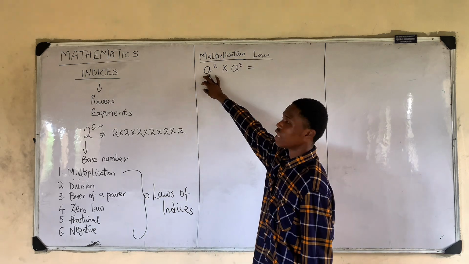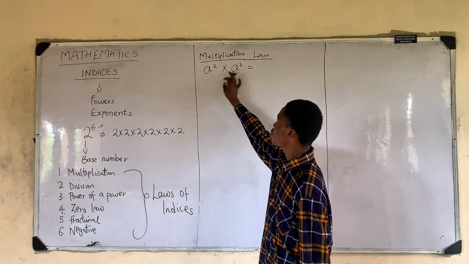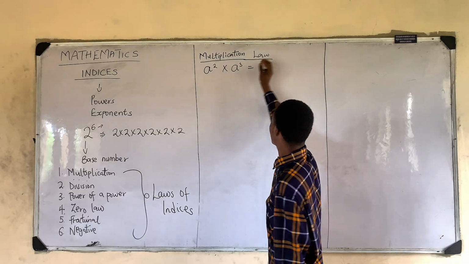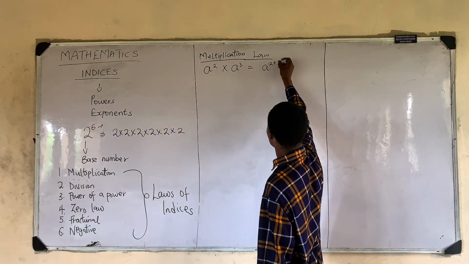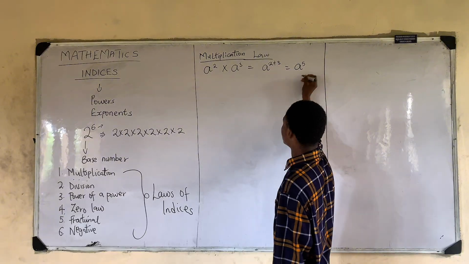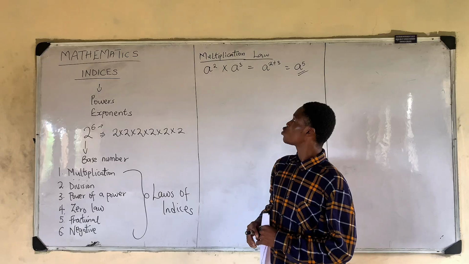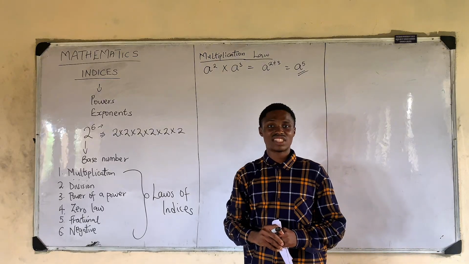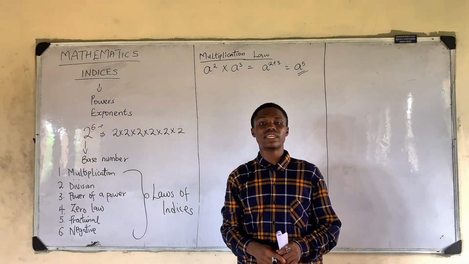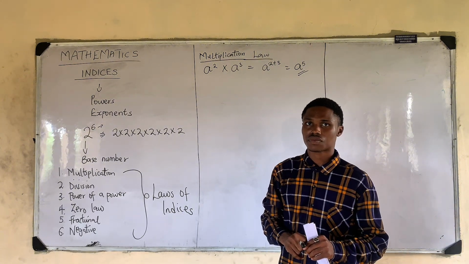This is the base number, like I've explained earlier, while these ones are the powers. So you take the base number, which is a, then you add up the powers: 2 plus 3, which gives a to the power of 5. When the two base numbers are the same, we add their powers. This is simply the multiplication law of indices.